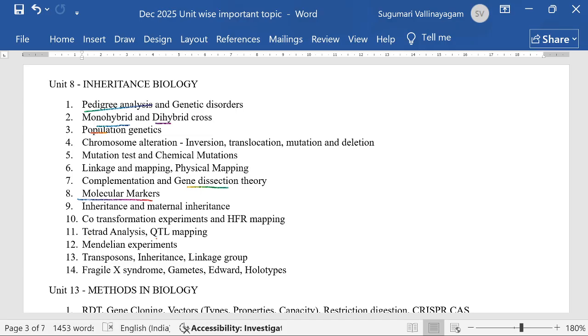tetrad analysis, and QTL mapping. Based on that, they will ask the Part C question. Mendelian experiments, topoisomerase inheritance, and fragile X chromosomes and gametes related questions are asked in the analytical questions, Part C.